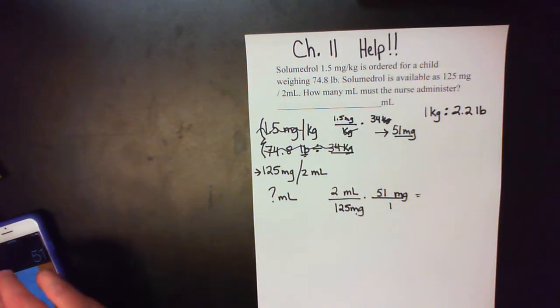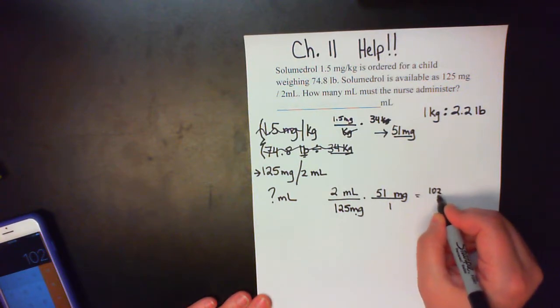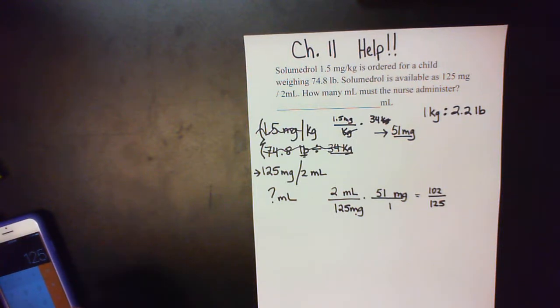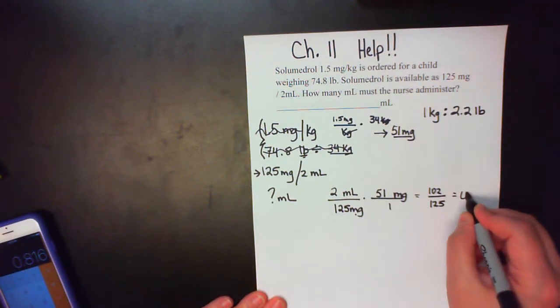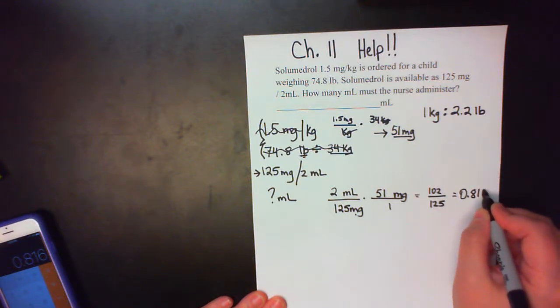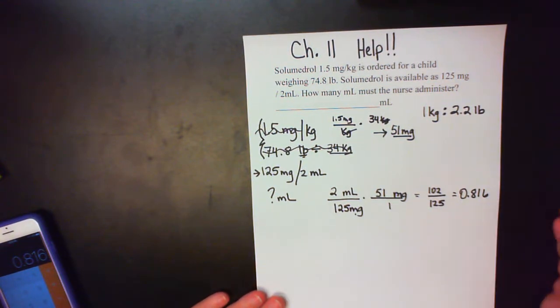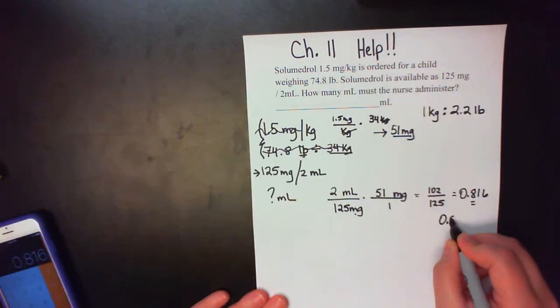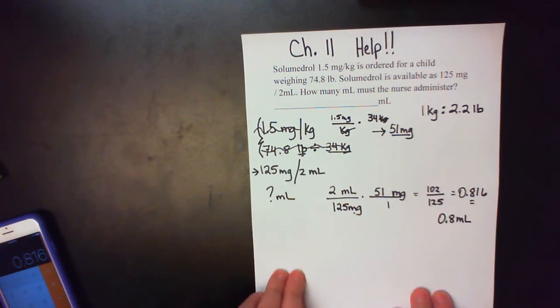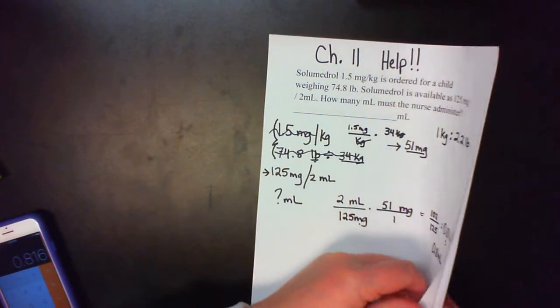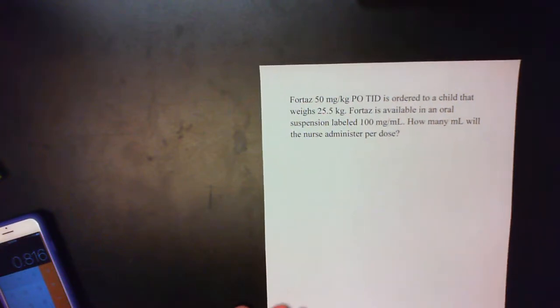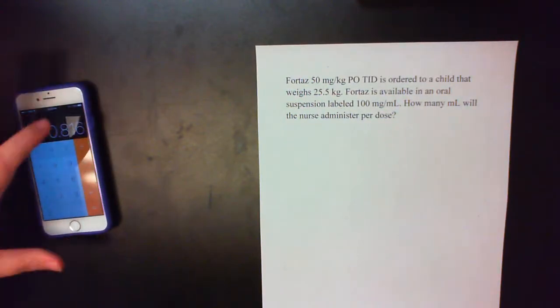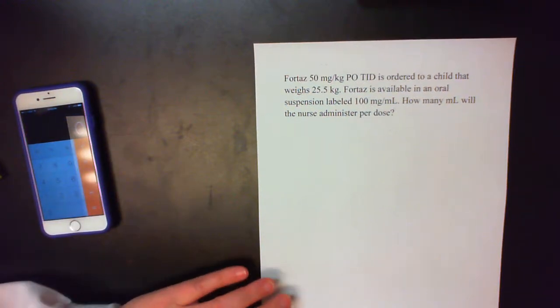So 2 times 51 gives us 102 divided by 125. And that gives us 0.816, and I would tell you on the exam that I would want it rounded to the nearest tenth, so we would then write 0.8 milliliters. So that's problem 1, and then I've got another problem here, again just to help you with your homework and the exam for this week.